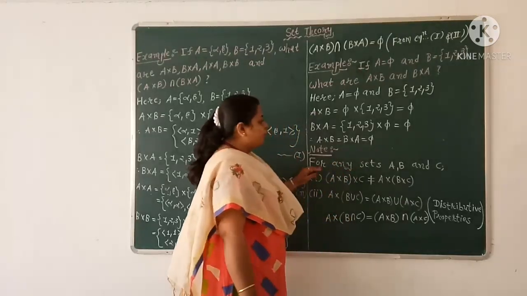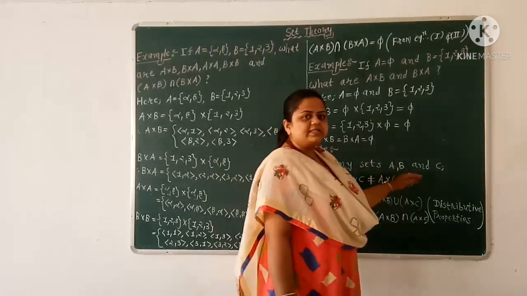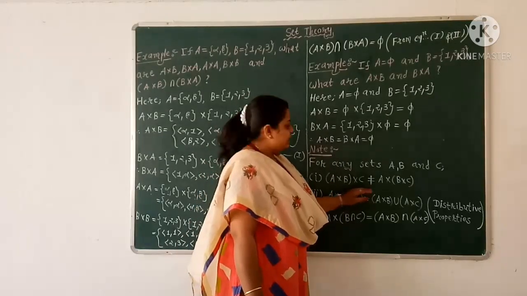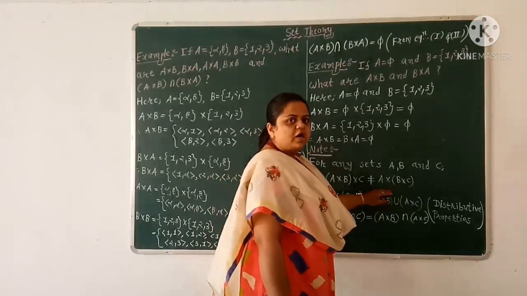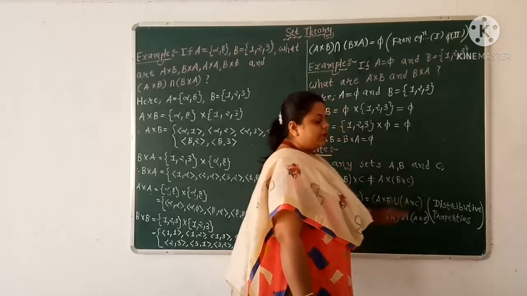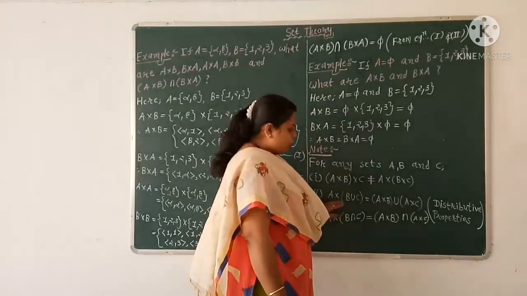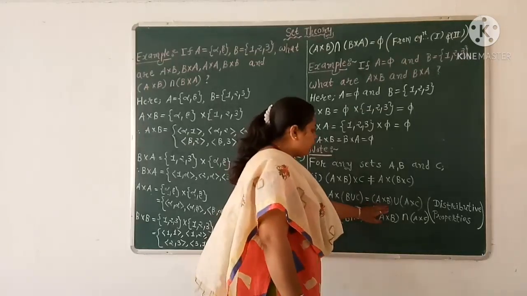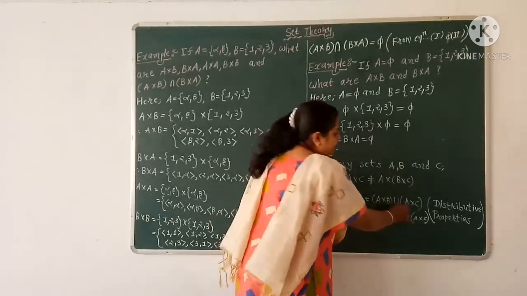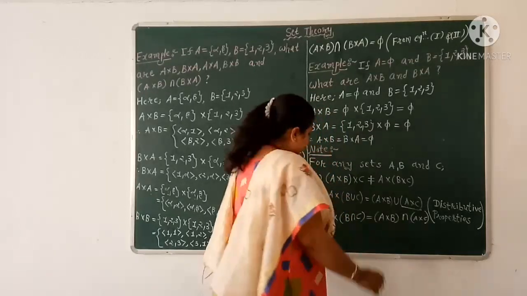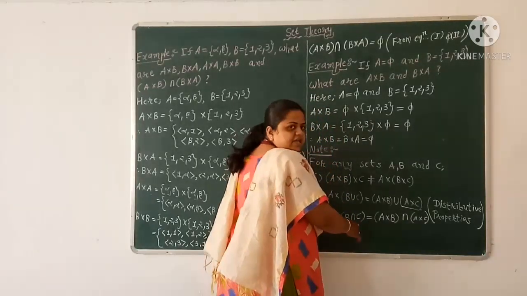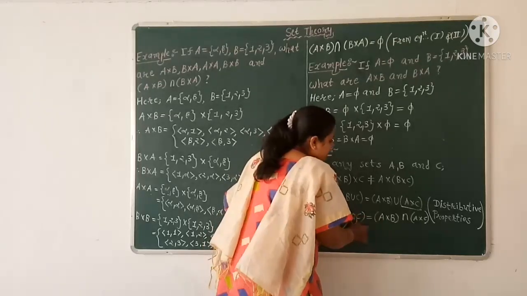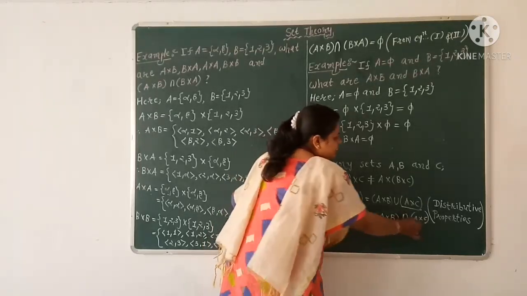Now note, for any sets A, B and C: number 1, A cross B cross C is not equal to A cross B cross C (the grouping matters); and number 2, A cross (B union C) is equal to (A cross B) union (A cross C), and A cross (B intersection C) is equal to (A cross B) intersection (A cross C).